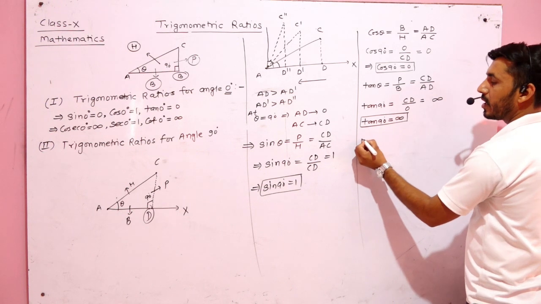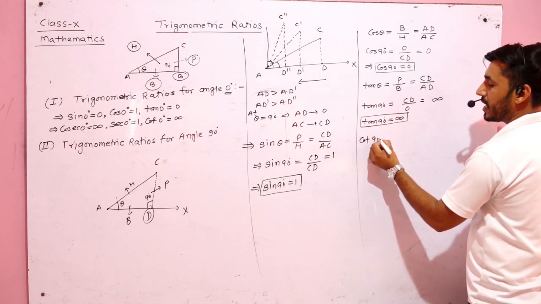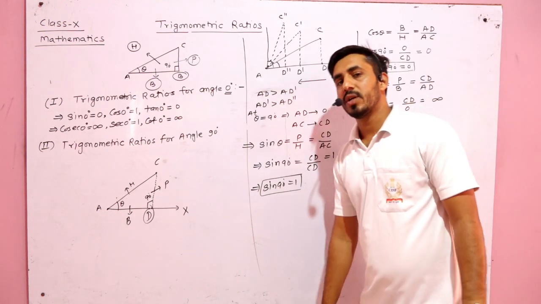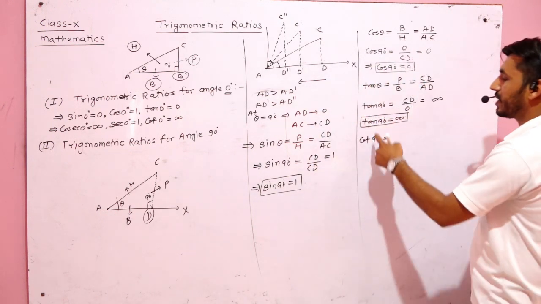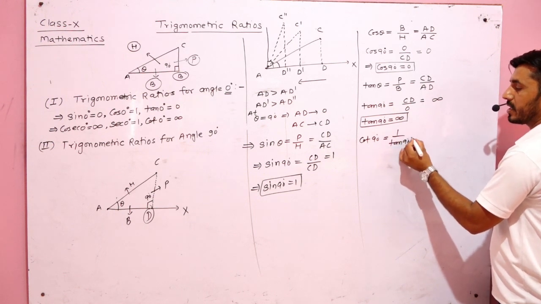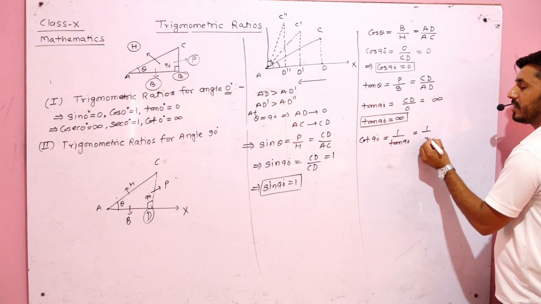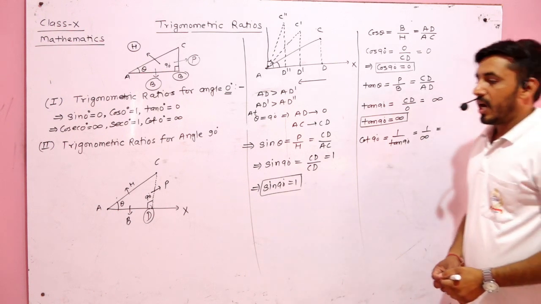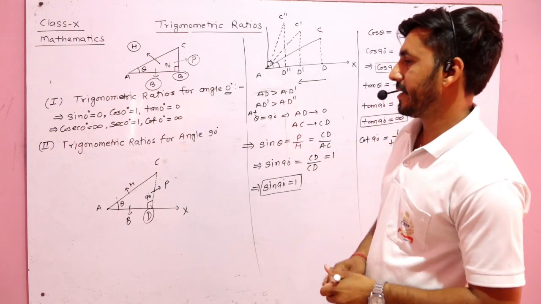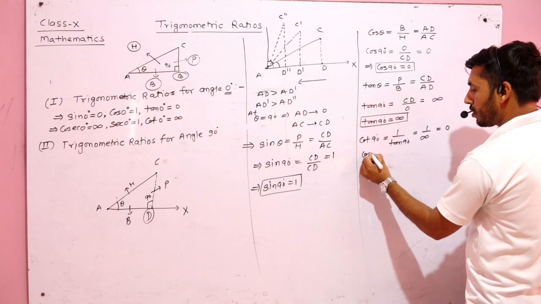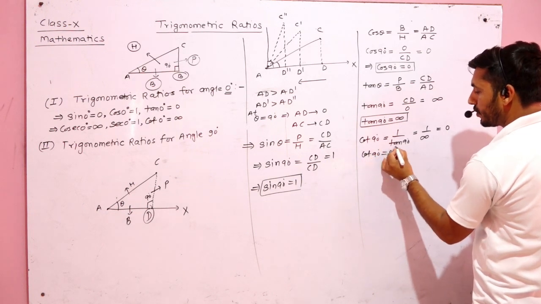Next, I want to get cot 90 degree. We know cot theta is the reciprocal of tan theta. Then we can write 1 upon tan 90. What is the value of tan 90? It is infinite. Then 1 upon infinite, the obtained value will be 0. It means cot 90 is equal to 0.